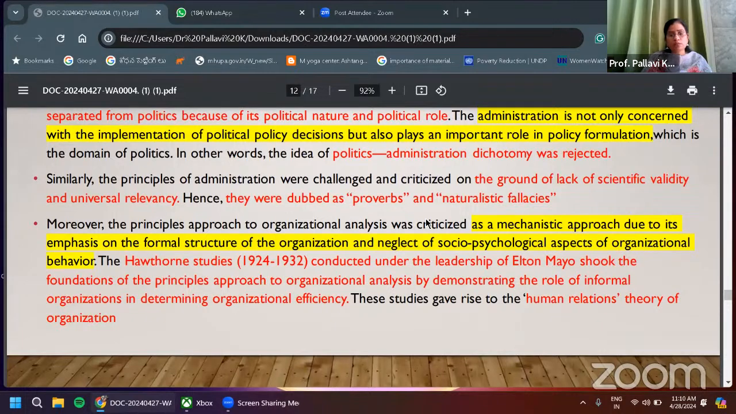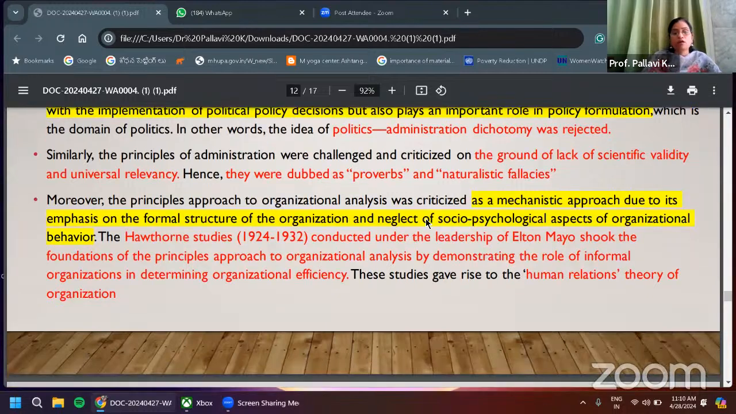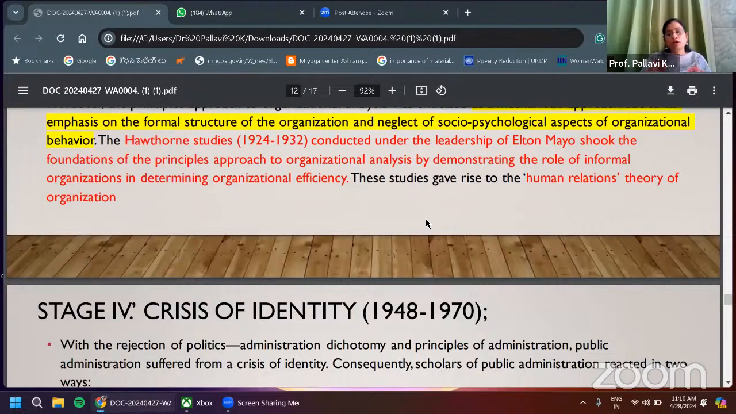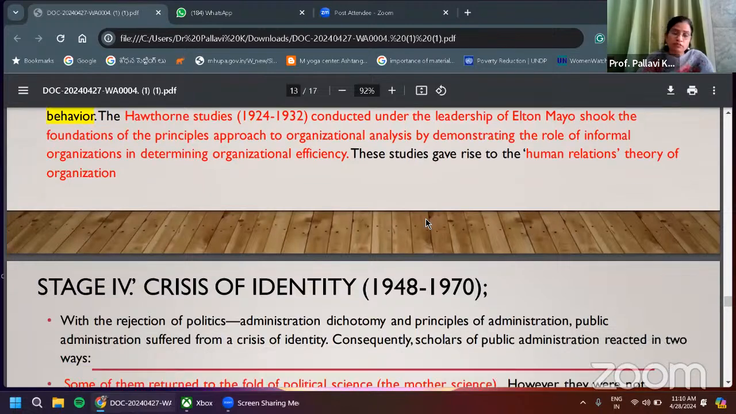So all these aspects, and the Hawthorne studies, which were made by Elton Mayo, they have really ruled out that human beings don't work only for the money and only in the organized structure, but they have got their own set of norms and all, and they work accordingly with the social relations, that is the informal relationships and all. So that gave rise to the human relations theory of organization.